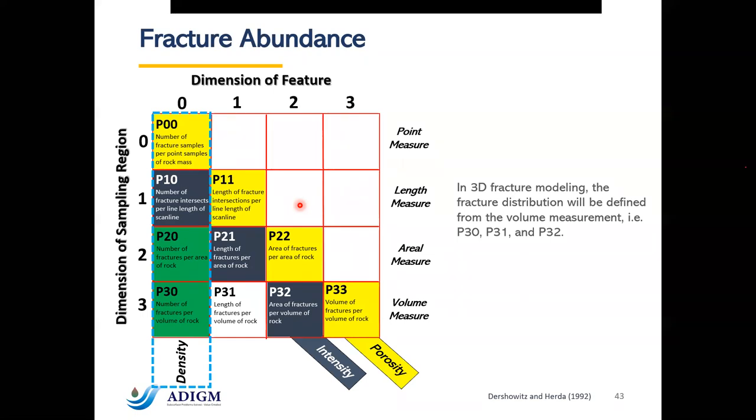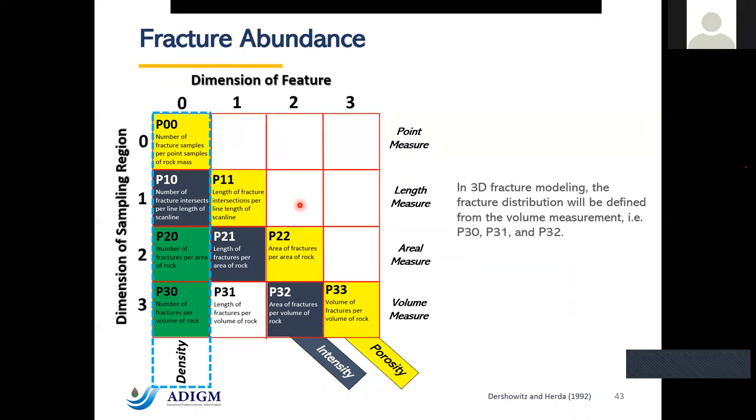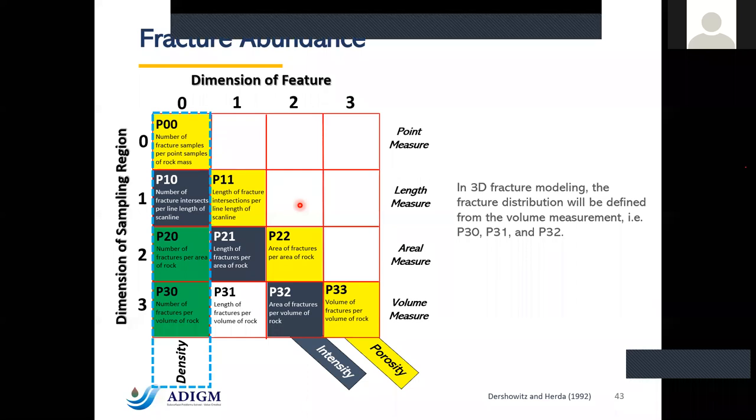In this diagram, the numbers refer to the measurement unit. So zero refers to point measurements, or number of fractures. One is fracture length. Two is fracture area, and three is fracture volume. While the P stands for persistence. So in the 3D fracture modeling, the fracture distribution will be defined from the volume measurements, right? Because we are talking about 3D, it's volumes. So the ones that we use are P30, P31, and P32.